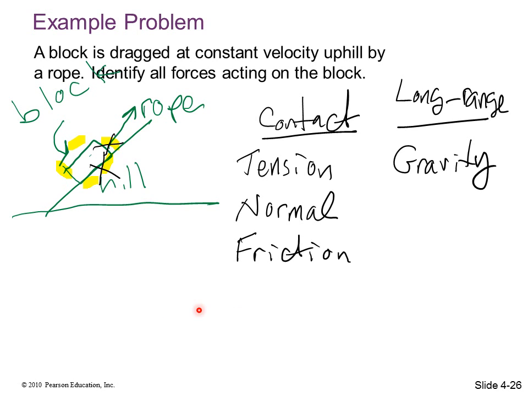So here's my drawing. If you notice, I drew my picture. I drew the little dotted line around the object of interest, which is the block. I put X's where the outside environment is touching our object. So the hill's touching, the rope's touching. Over here, I have the tension force, the normal force, and the friction force. Long-range force is gravity. So these are my touching contact forces. This is my long-range force.